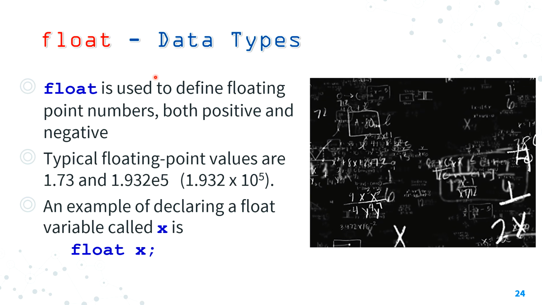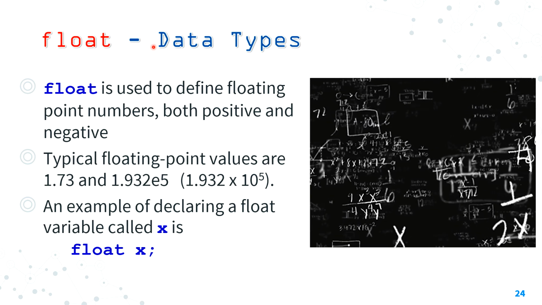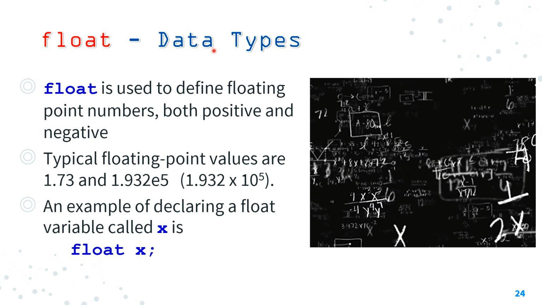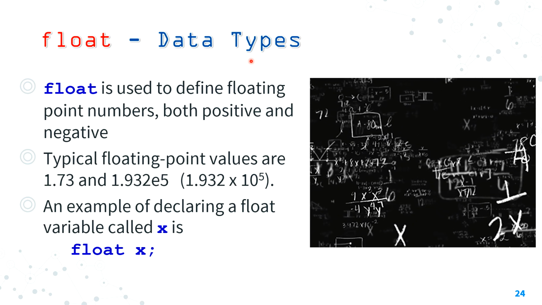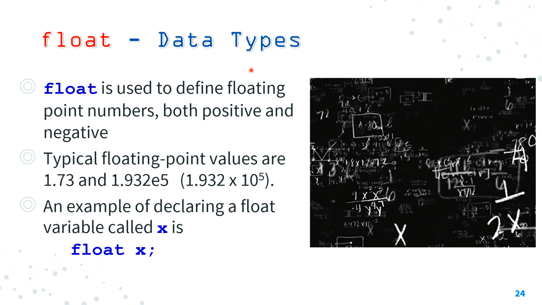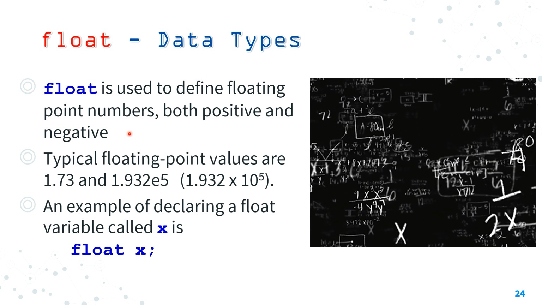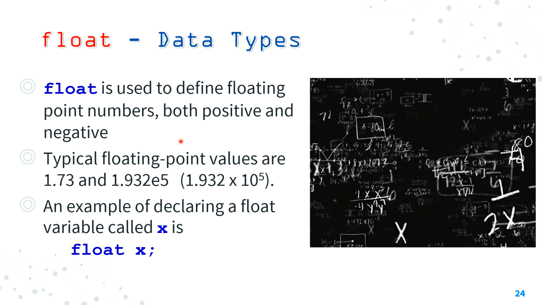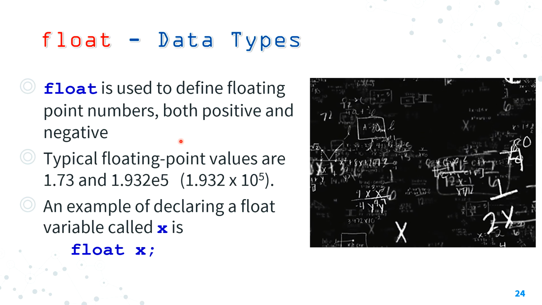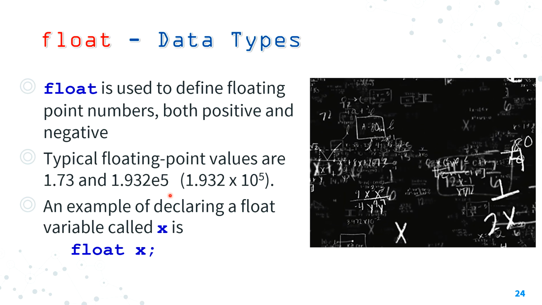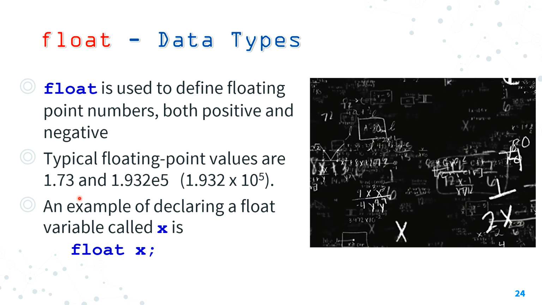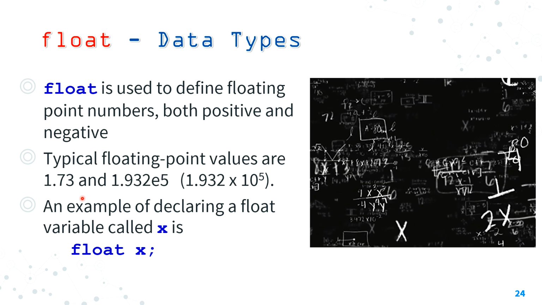Now let's move on to another important data type in C, the float data type. While integer is used for whole numbers, float is used to store floating point numbers, which means numbers that contain decimal values. Examples of floating point numbers include values like 1.73 or 15.35.